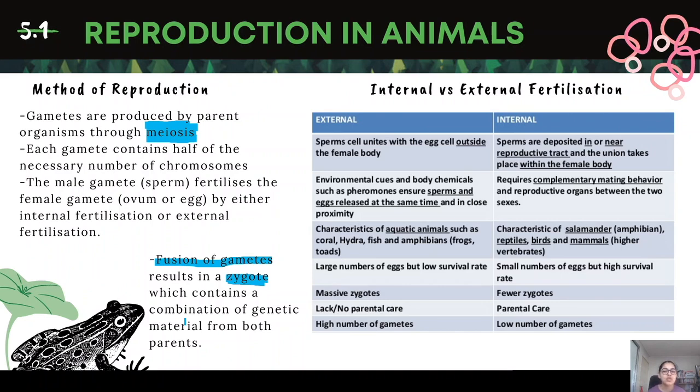Animals such as coral, hydra, fish, and amphibians, including frogs and toads, utilize this method of external fertilization. A large number of eggs are produced and sent out into the environment, but the survival rate is very low. You can consider why. It's because it's outside in an unpredictable environment, and it can easily fall prey to predators.